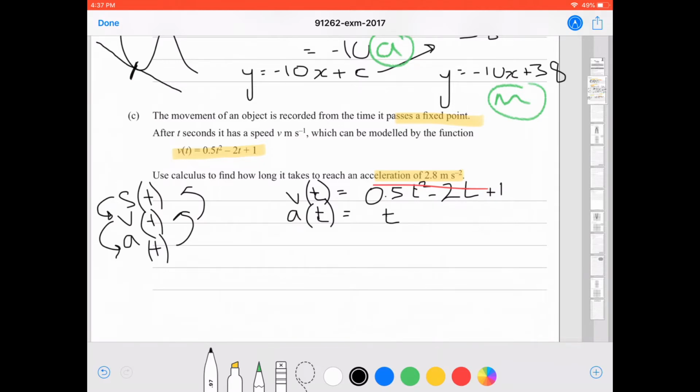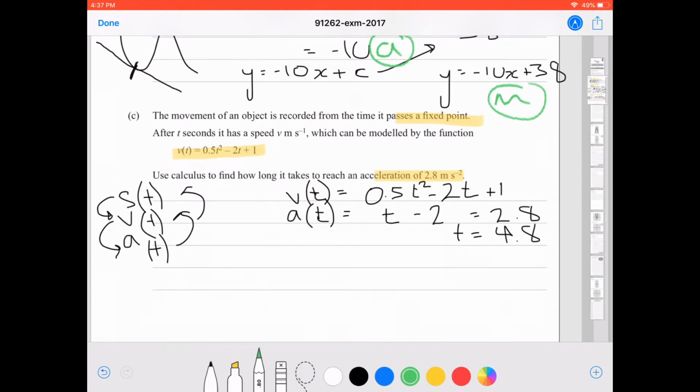So it becomes t minus 2, I believe. And if they want us to work out the time, we can set this equal to 2.8, because that's the velocity that we're working with. And I think here we can actually just solve for t. So t equals 2.8 plus 2, so equals 4.8.